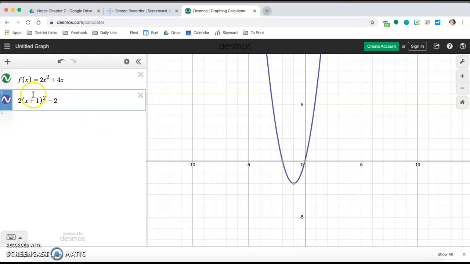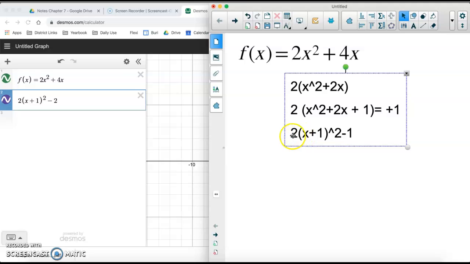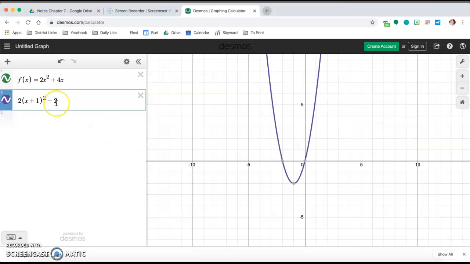I'm sorry, minus 2, because when we multiplied by 2, I forgot that I had to also multiply this one over here. So my apologies on that. But this is the rewritten version of the form above. And as you notice, they're going to overlap. So I go to my sheet, I write that down, and then I can find the vertex. It's going to be at -1, -2.